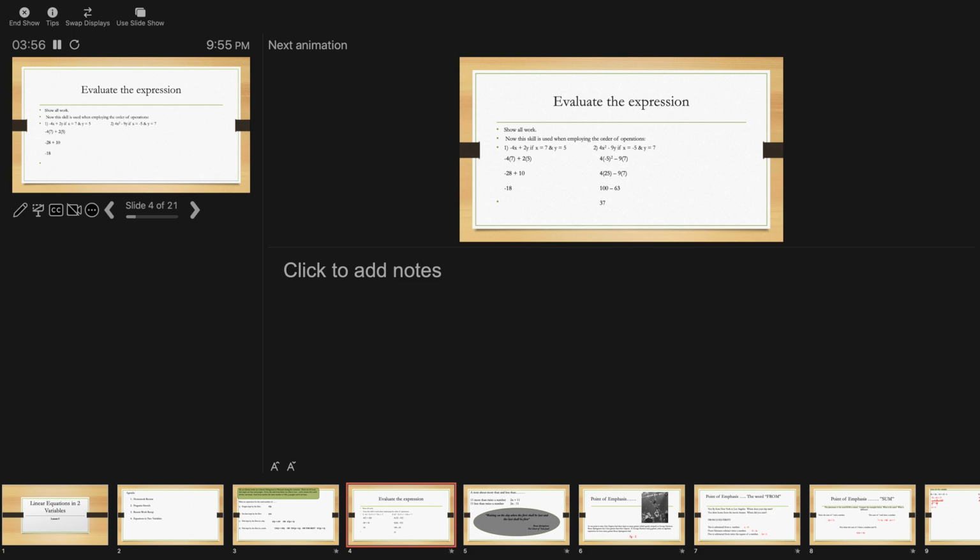Next one, 4x squared minus 9y, substituting in a negative 5 for x and a 7 for y. Negative 5 squared, make sure that's inside of parentheses. That's so important when you put it into your calculator. So that would be 4 times 25 is 100, 9 times 7 is 63. Subtract, and you get 37. Okay?